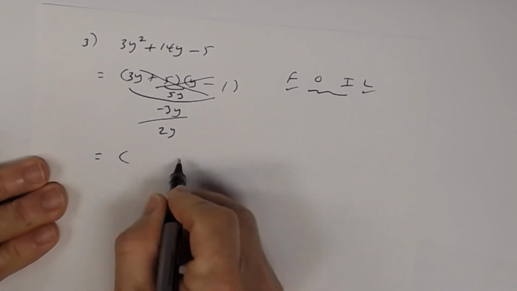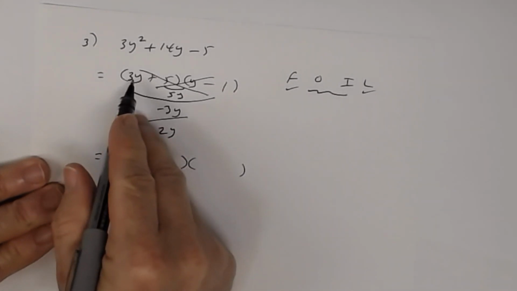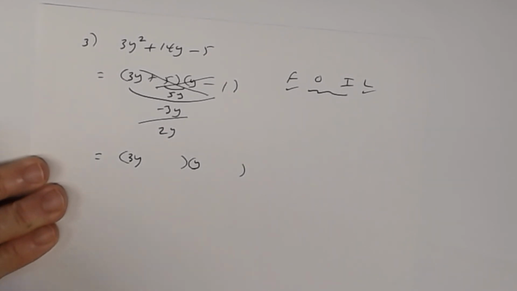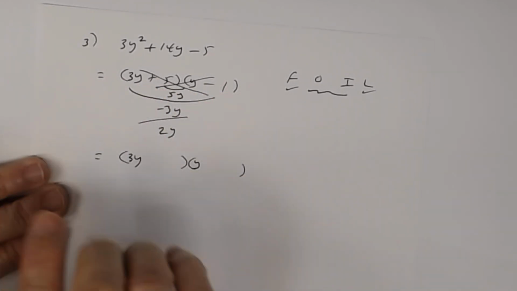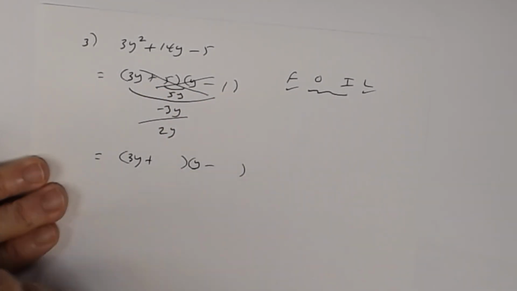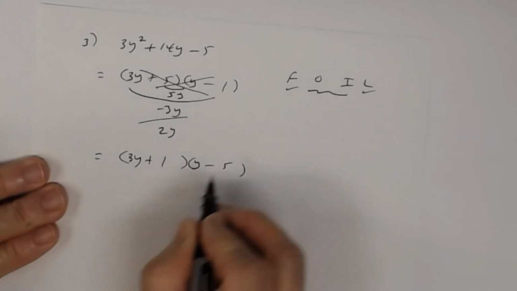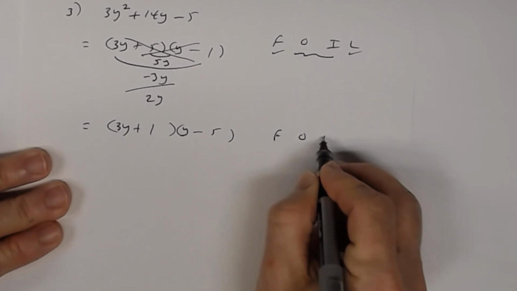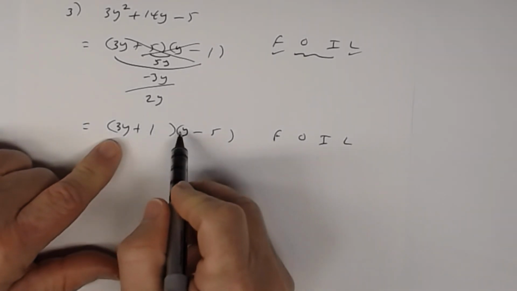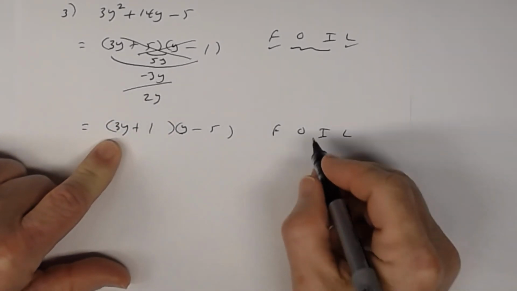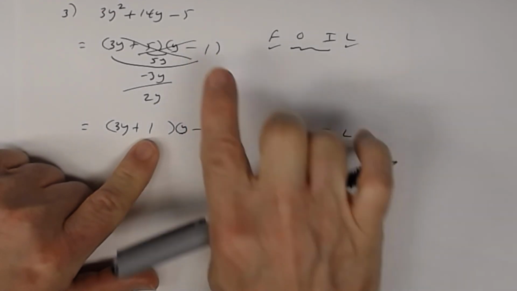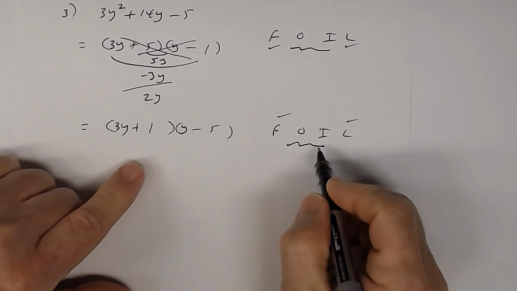Let's try something else. Let's keep the 3y and the y in the same place, and instead, let's switch the 5 and the 1. And let's still say plus minus. So I'm going to put the 1 here, the 5 here. See what happens. Again, always check. FOIL. 3y times y is 3y squared. So F is okay. L, positive 1 times negative 5 is negative 5. So L is okay. Now let's do the outer and the inner.